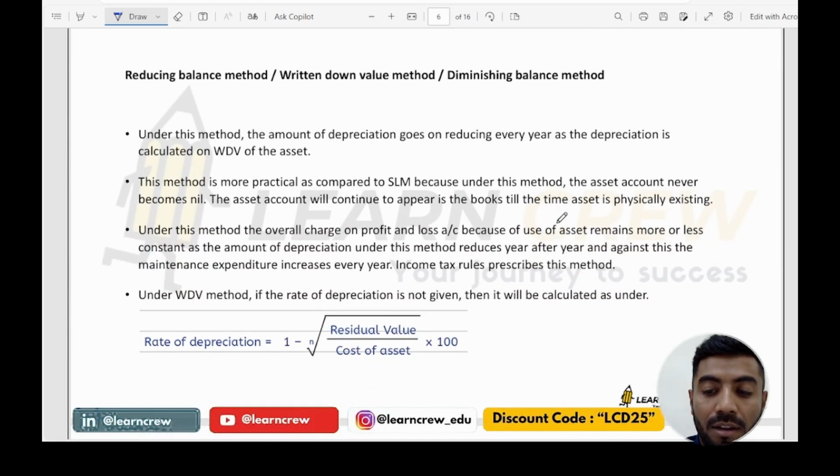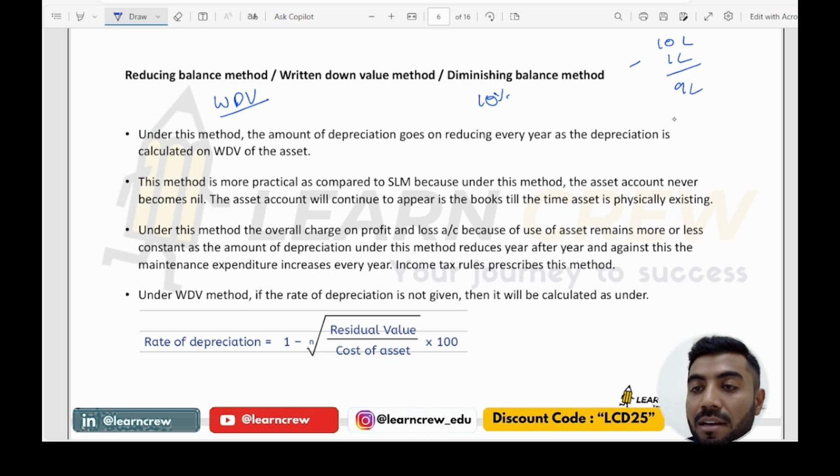Now going on to the next method, the reducing balance method, also called the written down value method or diminishing balance method. It is commonly known as the WDV method. Under this method, the depreciation figure changes every year. Say, for example, 10% is the depreciation and 10 lakh is the value of the asset. In the first year, if you minus 10%, that is 1 lakh, so your balance will be 9 lakh. Again, if you minus 10%, that is 90K, and the balance will be 8.1 lakh.